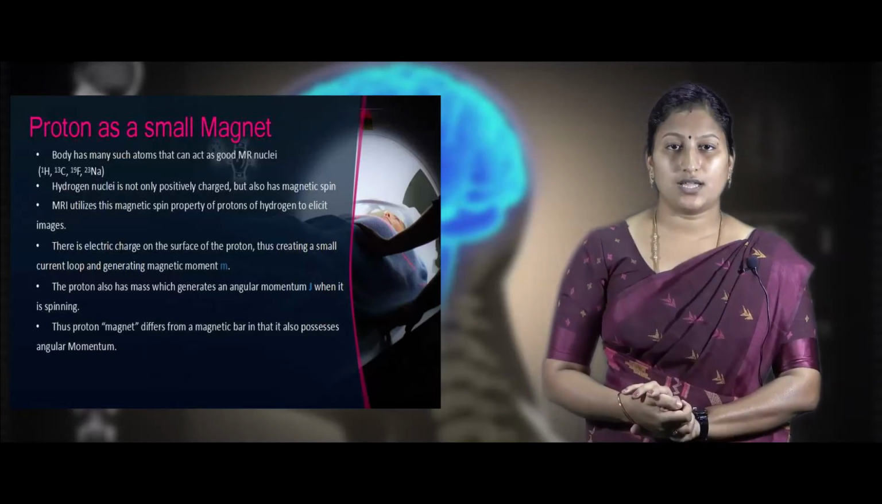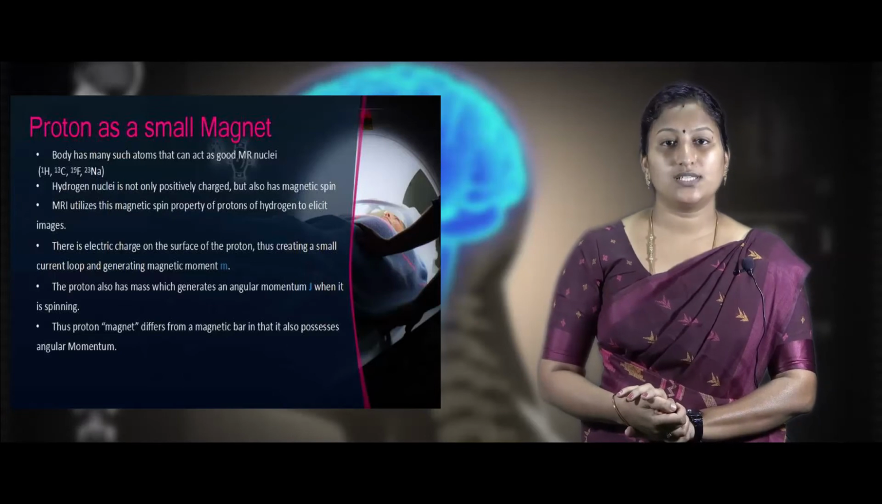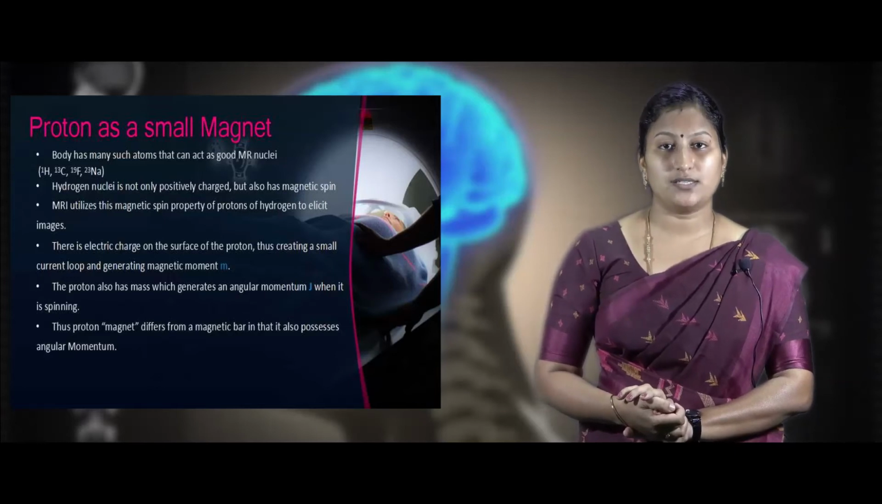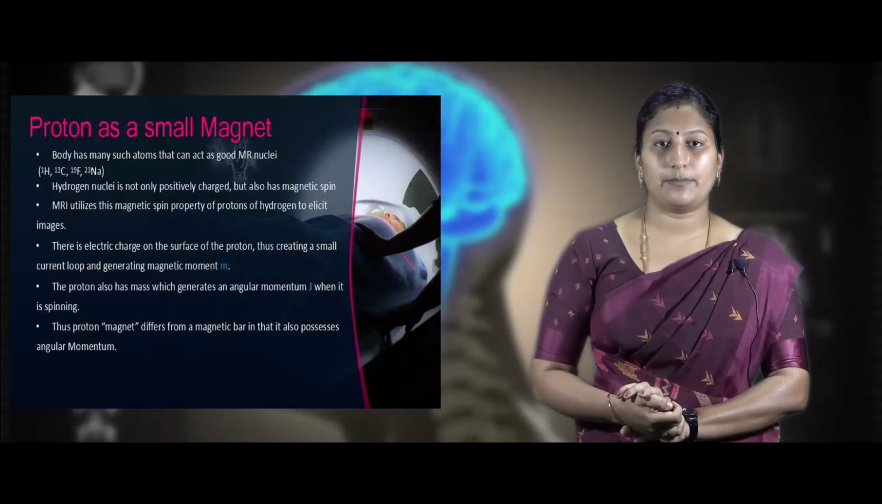There is an electric charge on the surface of the proton, thus creating a small current loop generating a magnetic moment M. The proton also has a mass, thereby generating an angular momentum J when it is spinning. Thus the proton magnet is different from the normal bar magnet.